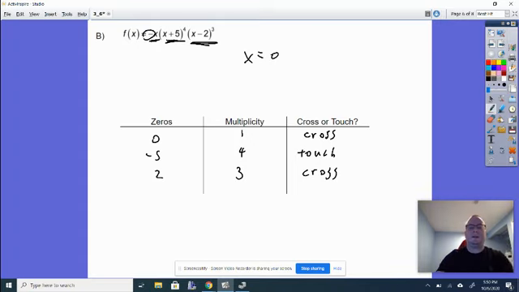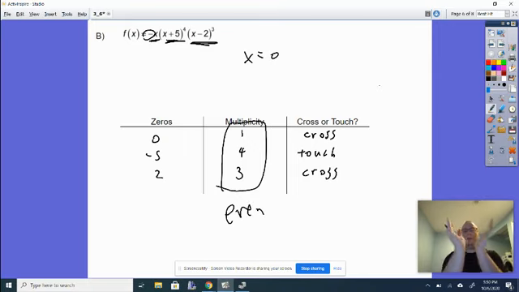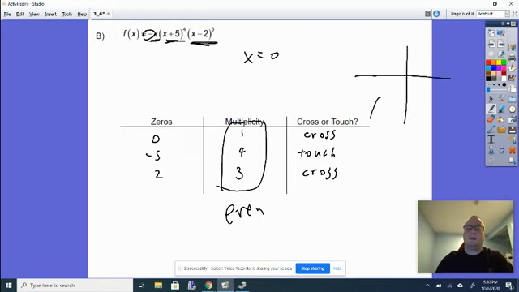Okay, so now I have that negative. So this is even. Remember, evens are either like this or like this. In this case, it's going to be this way because of that negative out front. So I'm going to end down here. So 1, 2, 3, 4, 5, 0 and 2. At -5, I'm touching, coming back down. At 0, I'm crossing. And then at 2, I'm crossing.